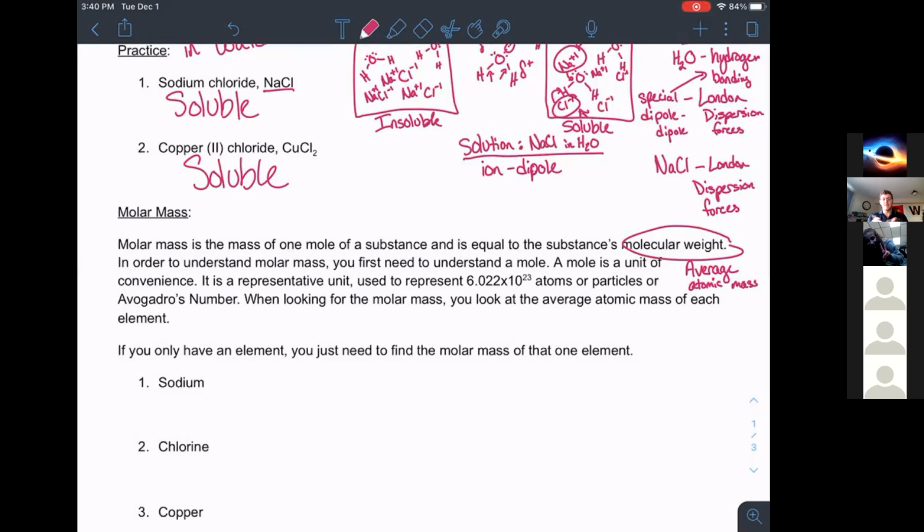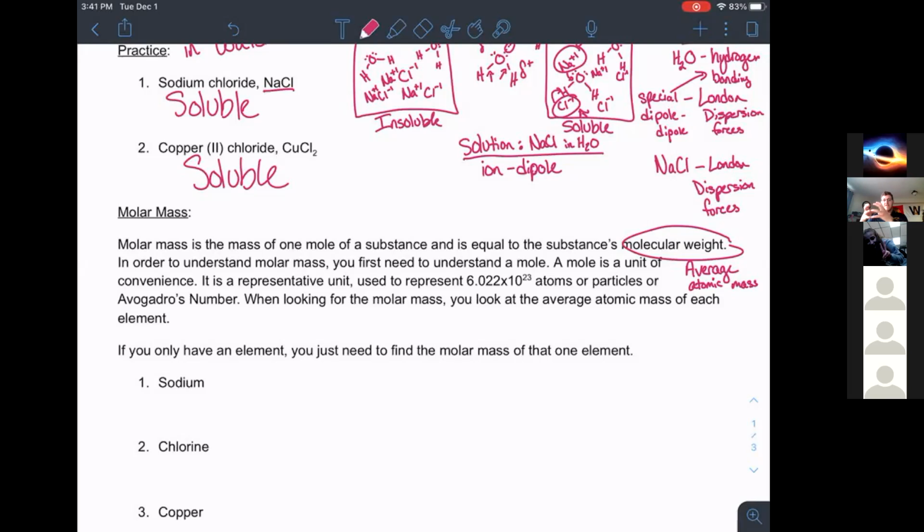In order to understand what the molar mass means, we first need to understand what a mole is. A mole is probably the most important thing we talk about in chemistry class, and probably something that's going to stick in your head forever. The mole is actually just a unit of convenience. It's a made up unit to represent that 6.022 times 10 to the 23rd atoms or particles or molecules equals 1 mole. So 1 mole is just a fancy way of saying just a ton of atoms.